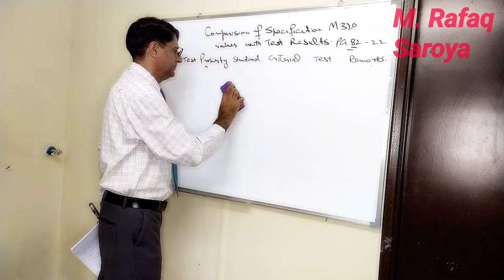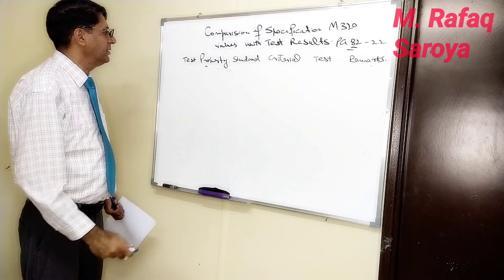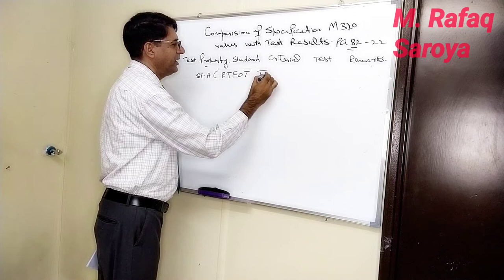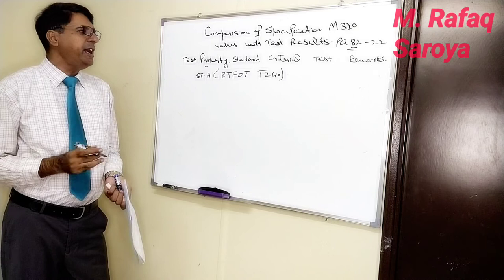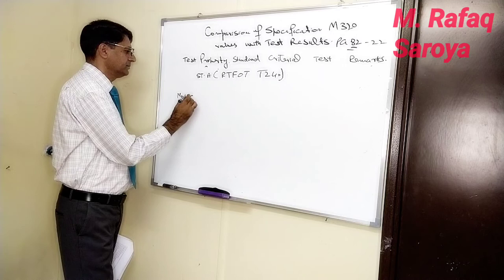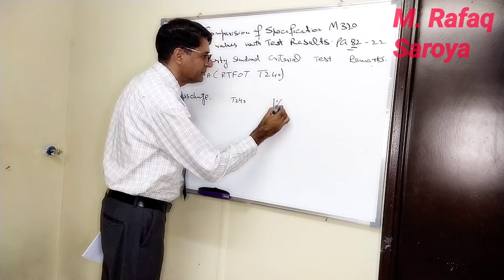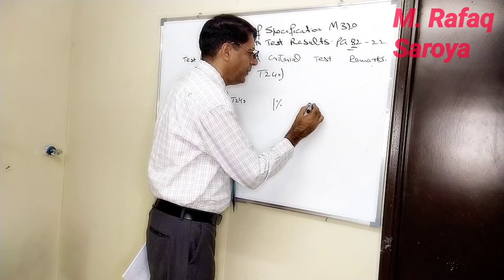This short-term aging is determined by AASHTO. Short-term aging is related to the RTFOT, which is conducted as per AASHTO T240. Clear? Here we will study two properties. First, mass change, by the same AASHTO T240 method. Criteria say 1% maximum. But my test has shown 0.14%. It has complied.